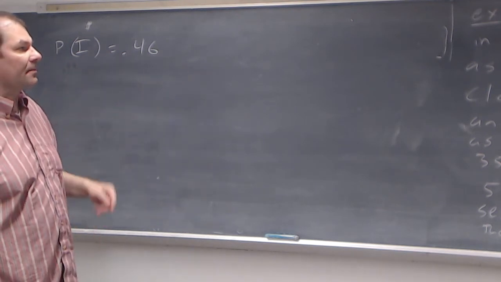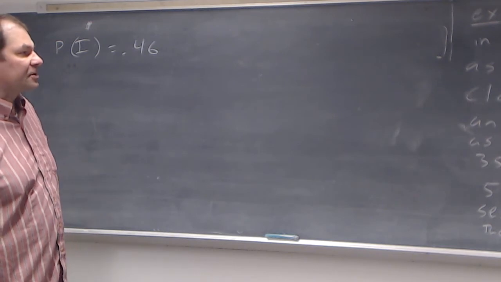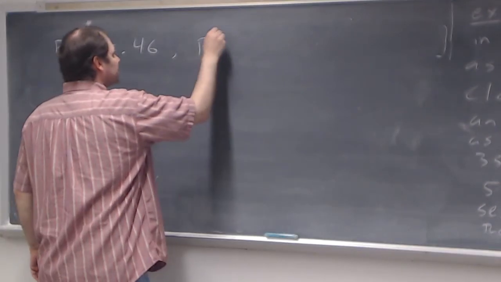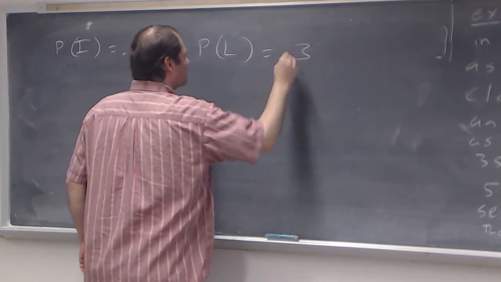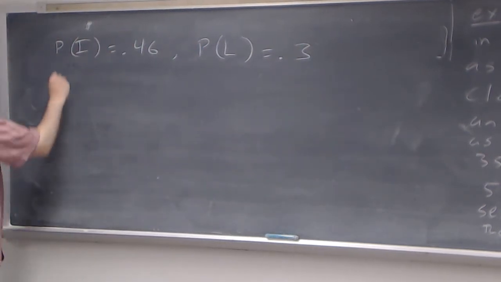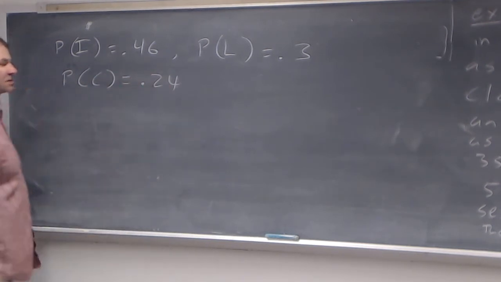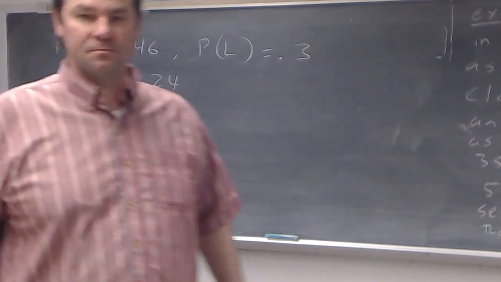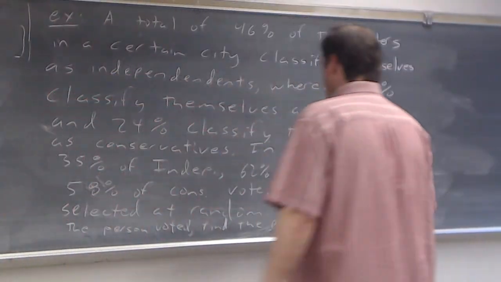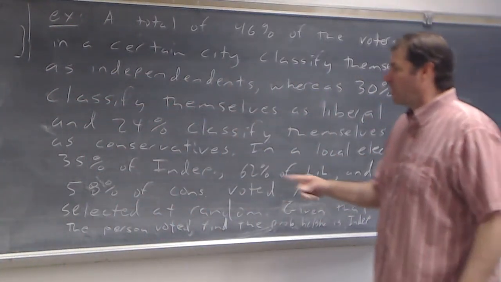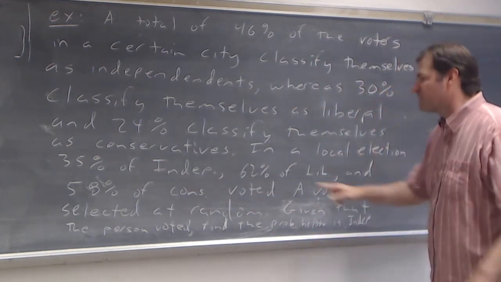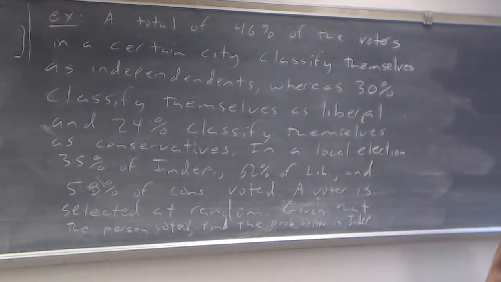It also said in the problem that 30% are liberal. So the probability of being a liberal is 0.3. And the probability of being conservative is 0.24. So that's information that's given to us in the problem. Now I want to go back to the wording of the problem. In a local election, 35% of the independents voted.